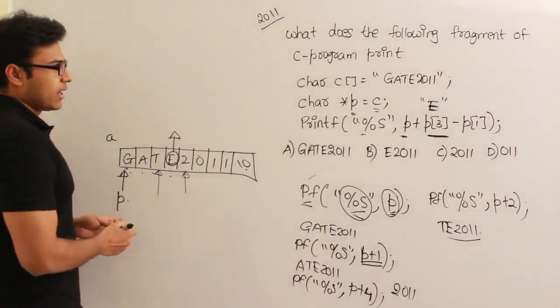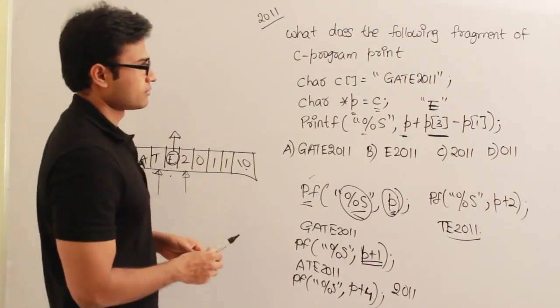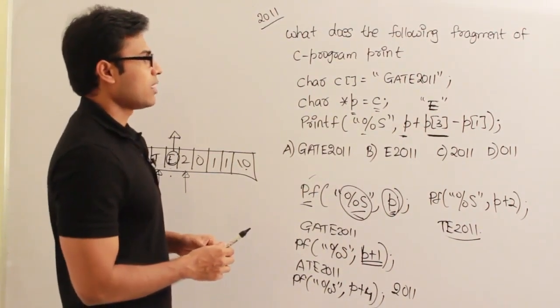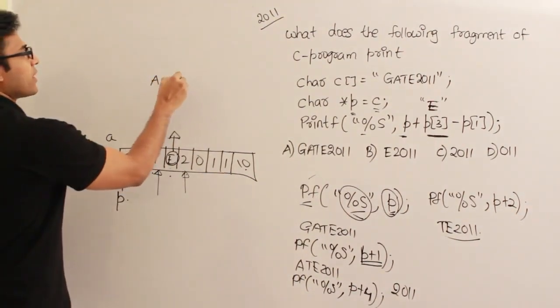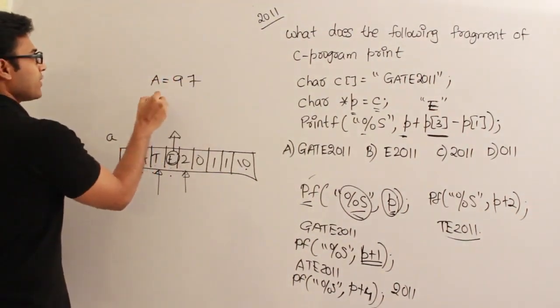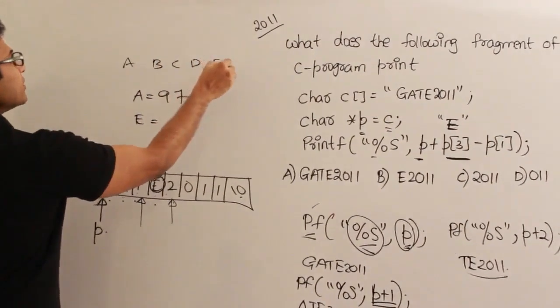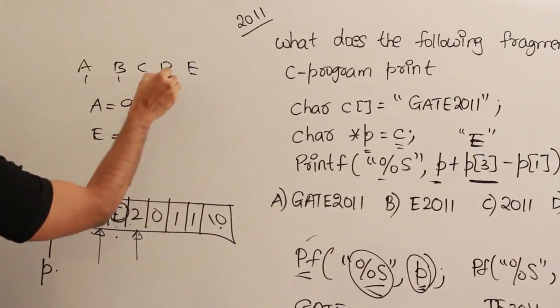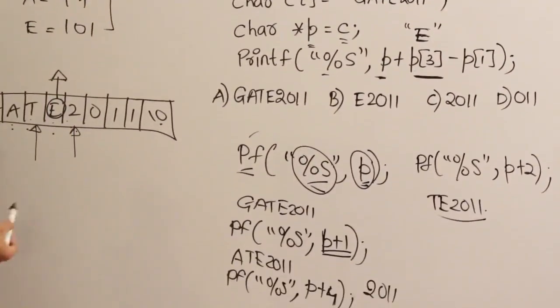Let us assume that as 97, I am not very sure. Then what will be A, B, C, D, E? 97, 98, 99, 100, 101. Then E will be 101. I am not sure about it, I am just assuming that.